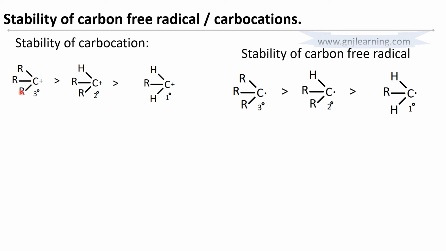What is an R group? It can be any alkyl group with a carbon. Clear? Alkyl or any other carbon containing compound. So if any carbon containing compound is attached here and here and here, then that carbon is called tertiary carbon. Whereas here there are only 2 R groups, the rest one is hydrogen, so this is a secondary carbon. And here we have only 1 R group, then it is a primary carbon.